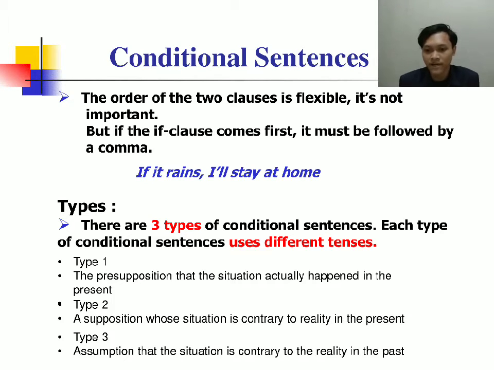Conditional type 1, the supposition that the situation actually happens in the present. Conditional type 2, a supposition whose situation is contrary to reality in the present. And the last, type 3, an assumption that the situation is contrary to the reality in the past. Today, we will focus on conditional type 1.